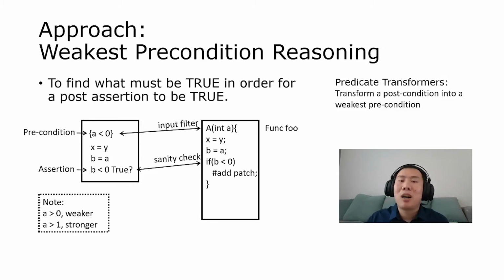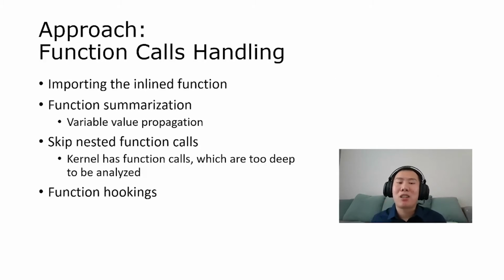So now let's move on to the next component, function call handling. Through the weakest precondition reasoning, the algorithm may encounter function calls in the path. It needs to deal with them to get accurate results. First, there are functions that will be inlined by the compiler. To address this, we will import all the functions into the original caller functions before we start to do the reasoning.